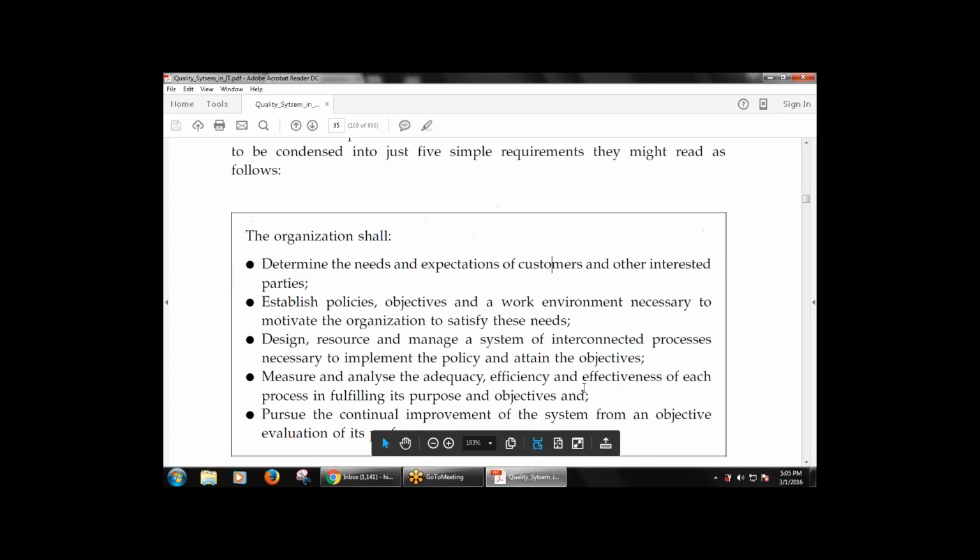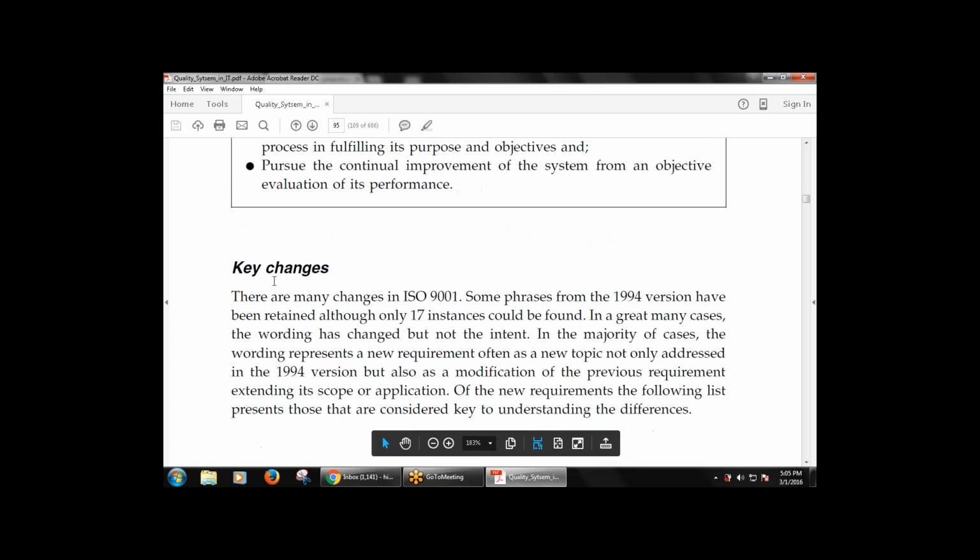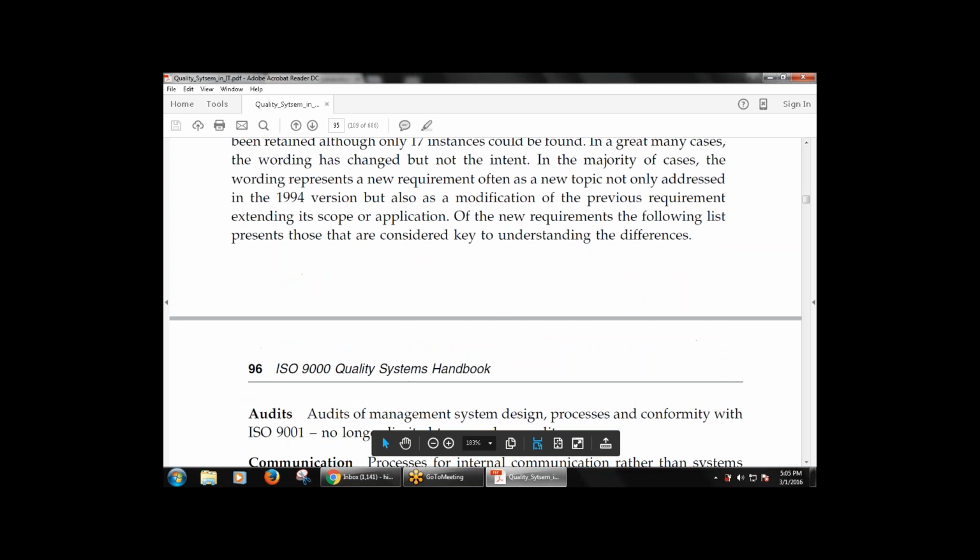Then design, resource, and manage a system of interconnected processes that is necessary to implement the policy and attain the objective. Now, what are the various key changes that are available in the ISO 9000 standard?